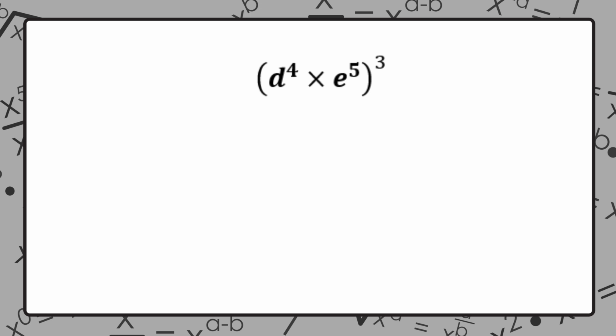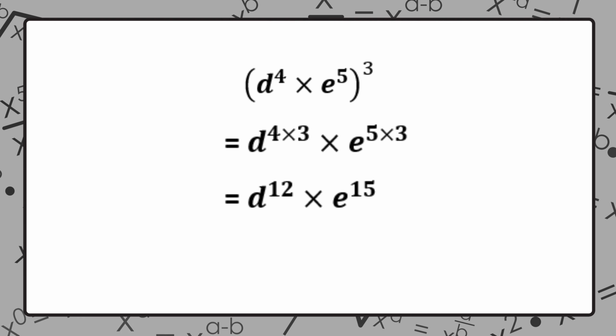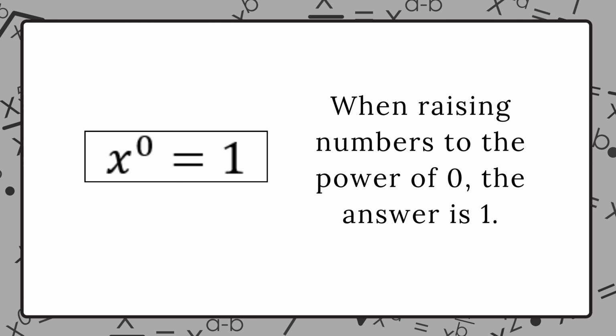Because d and e are different bases, we can't add the exponents together. So what we're going to do is take the 3 outside of the bracket and multiply it into both of our exponents. D to the power 4 times 3 gives us d to the power of 12. Our multiplication symbol is still there, and e to the power 5 times 3 gives us e to the power of 15. Our next law states that anything to the power of 0 equals 1.